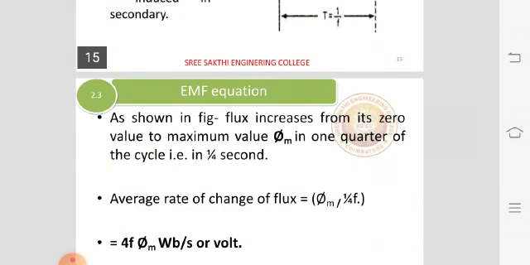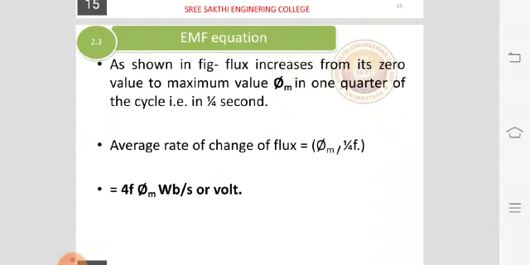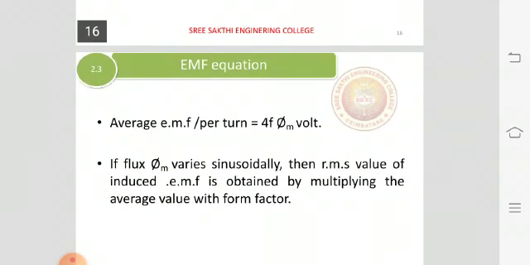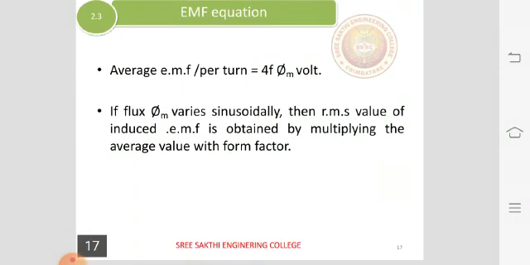As shown in the figure, the flux increases from its zero value to the maximum value phi m in a quarter of the cycle, that is 1/4f second. Average rate of change of flux is equal to phi m divided by 1/4f, that is equal to 4f phi m Wb/s or volt. Average EMF per turn is equal to 4f phi m volt. If flux phi m varies sinusoidally, then the RMS value of the induced EMF is obtained by multiplying the average value with the form factor.